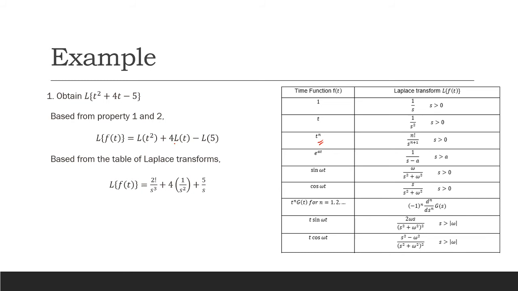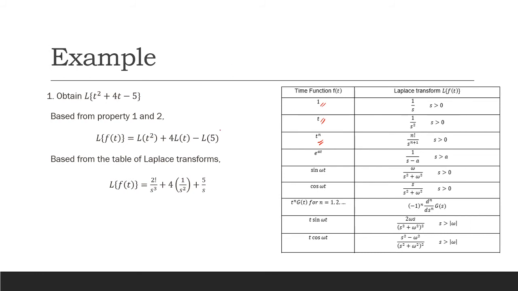Next, this is for Laplace of t. So, ito yung Laplace of t natin. And Laplace of t natin is just 1 over s squared. So, 4 times 1 over s squared. Plus, Laplace of a constant is this one. So, we have 1 over 1 and that is 1 over s. So, this is 5. So, we have 5 over s.